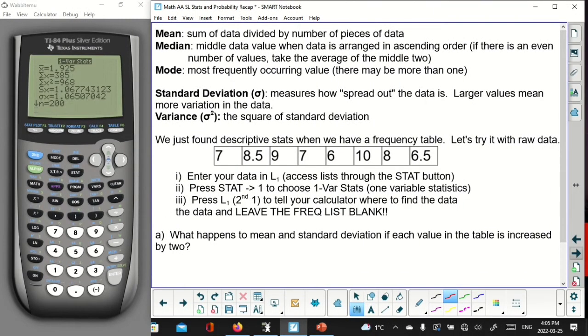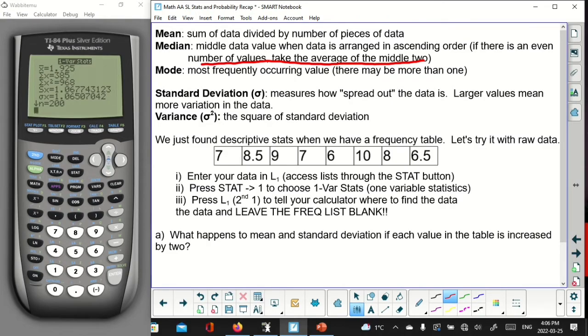Let's move along to some descriptive statistics. Mean is just the sum of the data divided by the number of pieces of data. Median's the middle value when data is arranged either in ascending or descending order, but typically it's in ascending, or getting bigger, order. If there's an even number of values, you take the average of the middle two. And mode is the most frequently occurring value. There may be more than one of those.